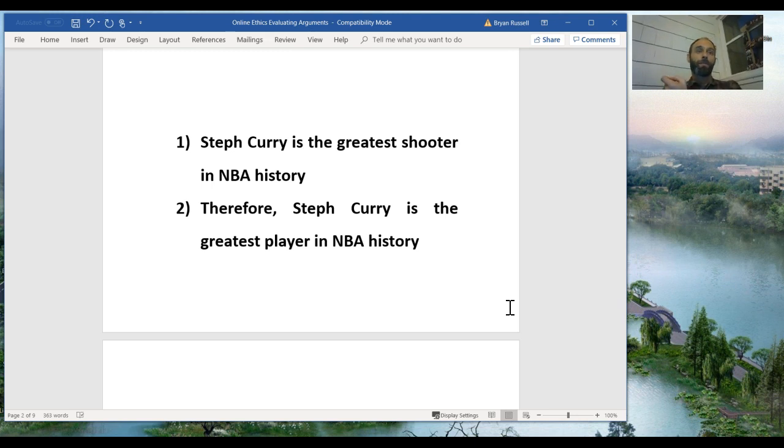While he does many of those things very well, and he may very well be the greatest shooter in NBA history, this argument just tries to jump from the claim that he's the greatest shooter in NBA history to he's the greatest player in NBA history. And what we might say is, even if that premise is true, it doesn't give us enough reason to think that the conclusion is even likely to be true.